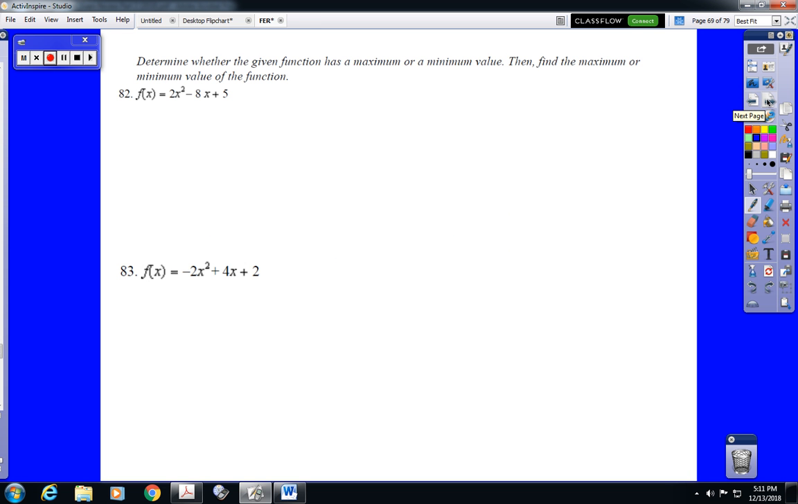Number 82 says determine whether the given function has a maximum or minimum value, then find the maximum or minimum value. So number 82 is in standard form. Essentially what this is asking you to do is recognize whether this opens up or down, and then we have to find the vertex because the maximum or minimum value of any parabola occurs at the vertex. So that's basically a three-step process. We need to identify a, and we're going to need b. We don't really care about c in this case, but again, we should be able to know that c is equal to 5.